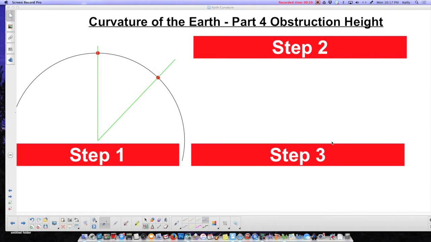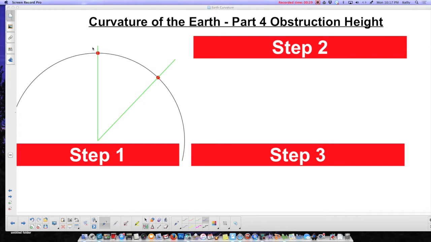I'm back with part 4 of my video series on how to calculate the curvature over the Earth's surface. This one we're talking about obstruction height, which is what you would expect not to be able to see in the bottoms of the buildings in a distant skyline. So we had to add a little bit of height here, both from an observer's point of view and from the skyline that we're viewing.